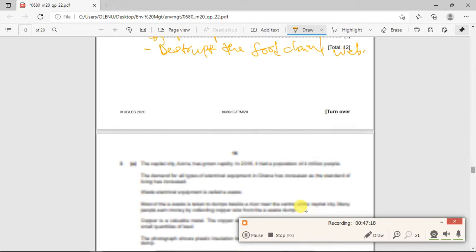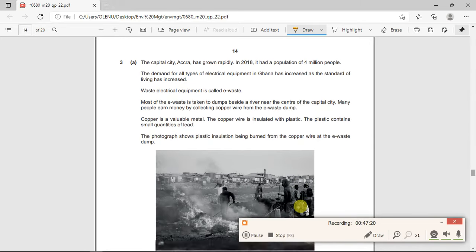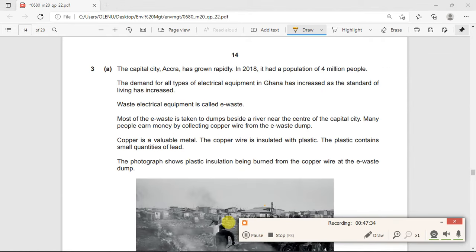Question 3. The capital city Accra has grown rapidly in 2018. It has a population of 4 million people. Now, the demand for all types of electrical equipment in Ghana has increased as the standard of living has increased. Waste electrical equipment is called e-waste.